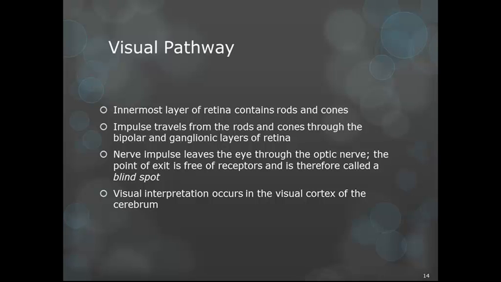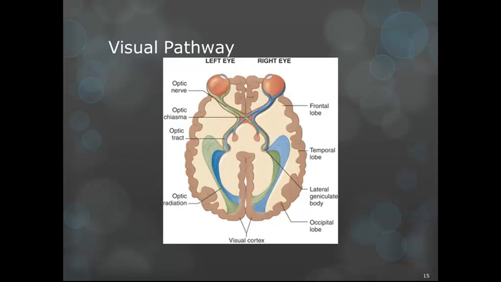The visual pathway of the eye: the innermost layer of the retina contains rods and cones. Impulses travel from the rods and cones through the bipolar and ganglionic layers of the retina. The nerve impulse leaves the eye through the optic nerve. The point of exit is free of receptors and therefore is called the blind spot, and the visual interpretation occurs in the visual cortex of the cerebrum, or the occipital lobe.